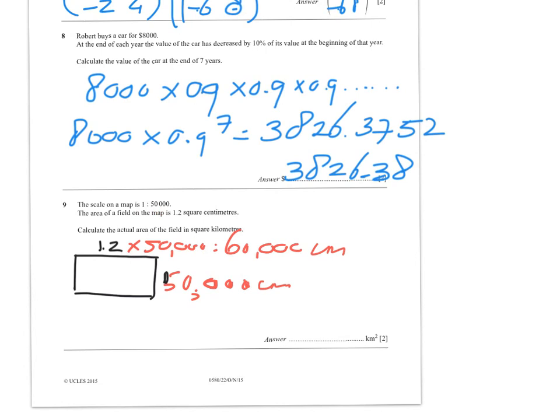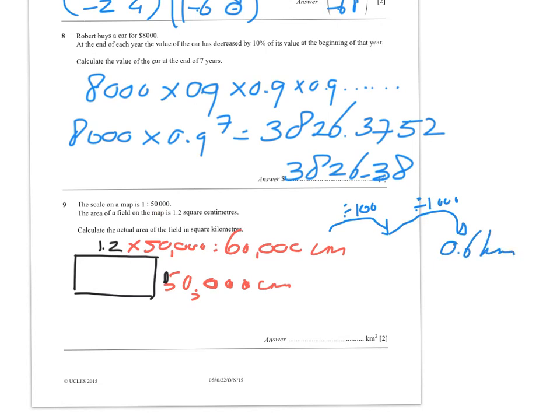To go from centimeters to meters, I divide by 100, because there are 100 centimeters in a meter. And then to go to kilometers, I divide by 1,000, because you have 1,000 meters in a kilometer. So I'm going to do 60,000 first divided by 100. Those are my meters, divided by 1,000. So that is 0.6 kilometer, those 60,000 centimeters.